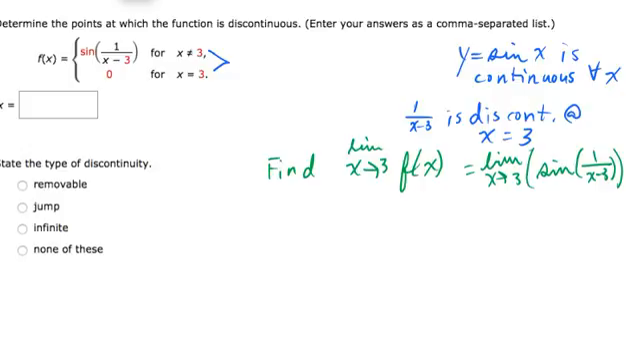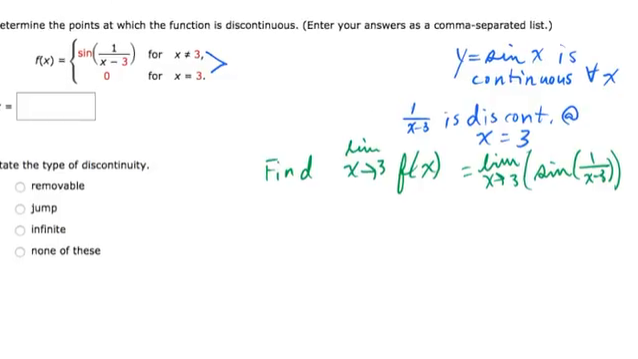Now you could find that limit numerically if all you have is a scientific calculator, which is what you would probably do on a test. So you would find it numerically by making a table of values, approaching 3 from the right and the left, or maybe you just have to do one side to figure it out. But if you do that, you're going to get some kind of erratic values.